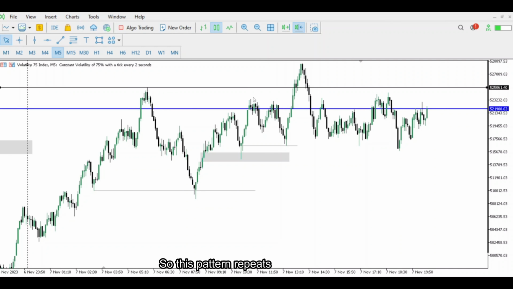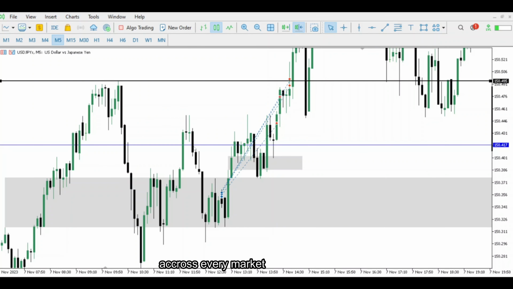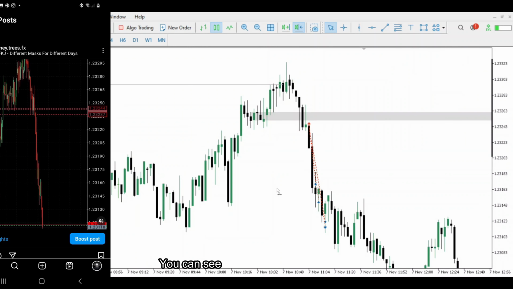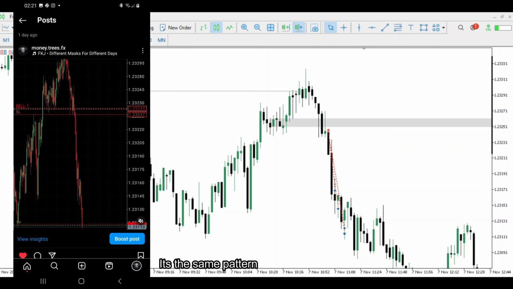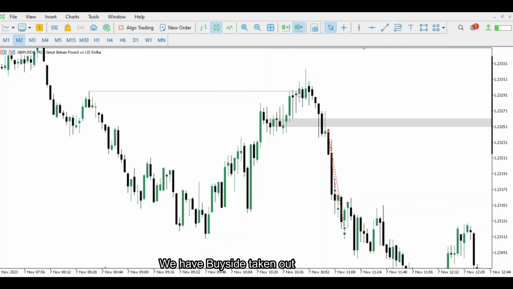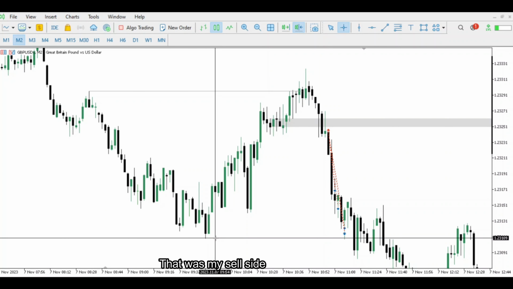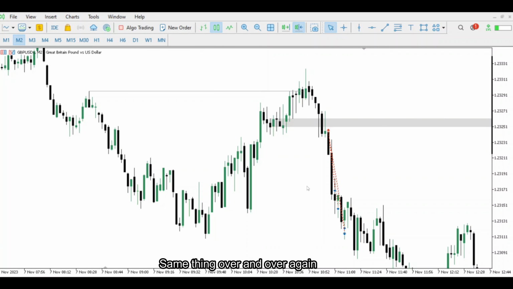So this pattern repeats across every market. If you look at the trade I took on GBPUSD, you can see it's the same pattern. We have buy side taken out. That was my sell side. Same thing over and over again.